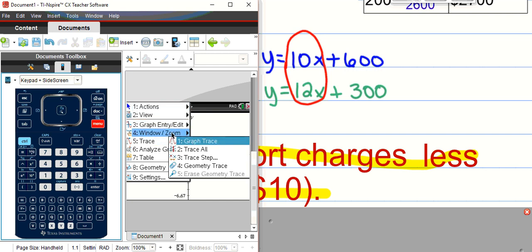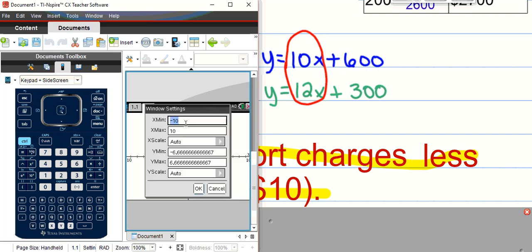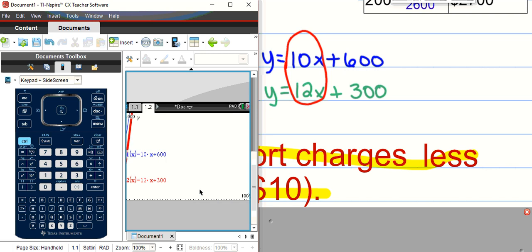In fact, instead of zooming out, we're going to click Window Zoom. And let's go to our Windows settings. So we can go from 0 all the way up to 1,000. And the same here. Let's go from 0 to 1,000. And then we're going to leave the Y scale to automatically fix and the X scale as well. All right, now we see a little bit more going on there.